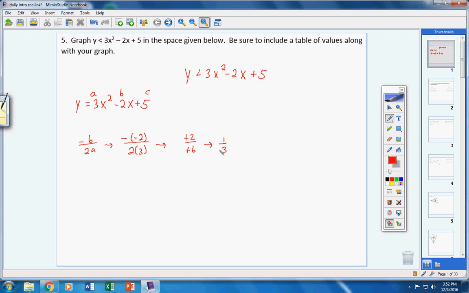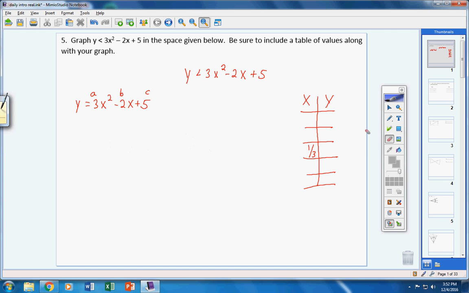Now that's not my entire vertex, that's part of my vertex. Remember that goes right in the middle of your table of values. So right in the middle here I'm going to put 1/3. Now, to find the y value I have to put 1/3 in for x over here. So let's do that carefully and see what happens.